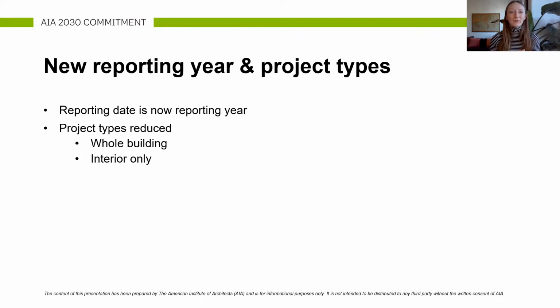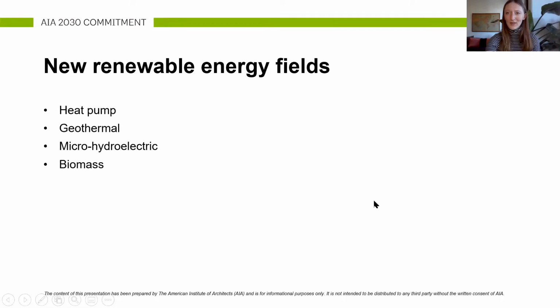We've also simplified project types. So now instead of non-residential, residential, we have whole building as an option for reporting. And whole building and interior only are really the two pathways that when going into the DDX, you'll select one or the other, which will inform a lot of the other fields, and whether you're using PEUI or PLPD as your key metric.